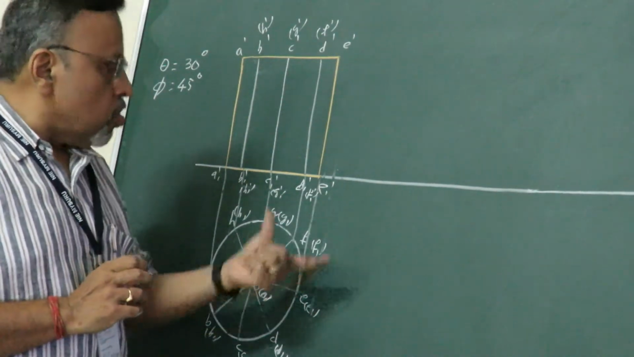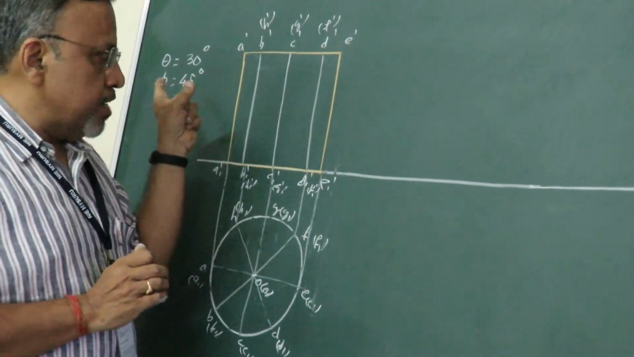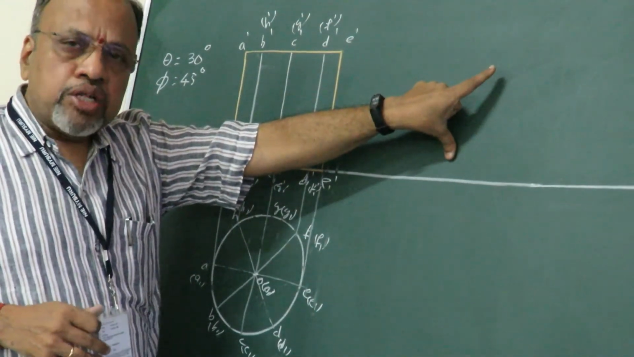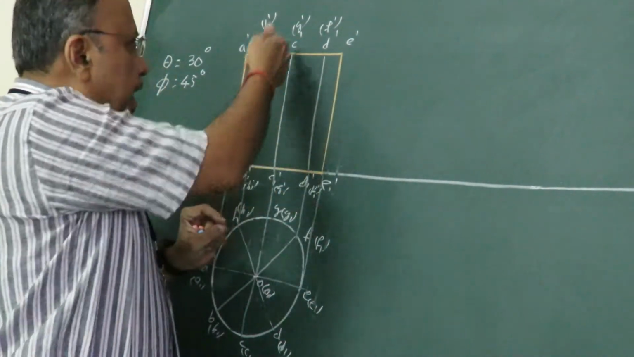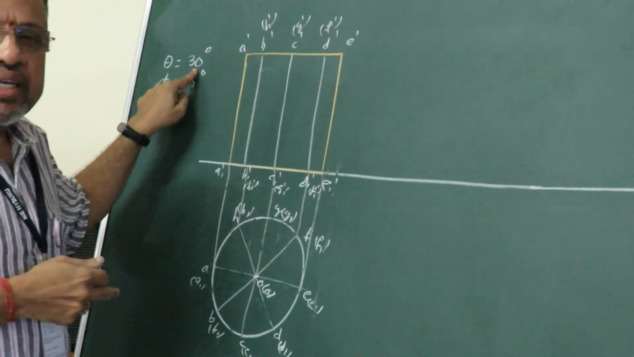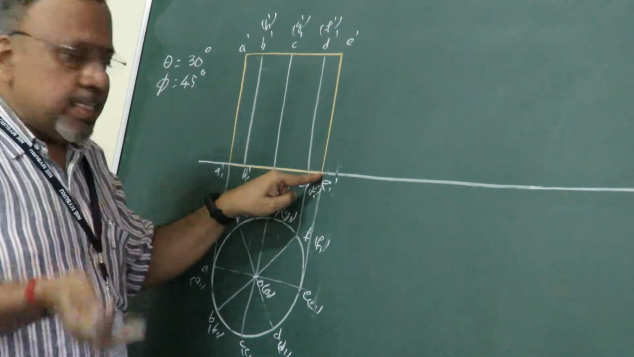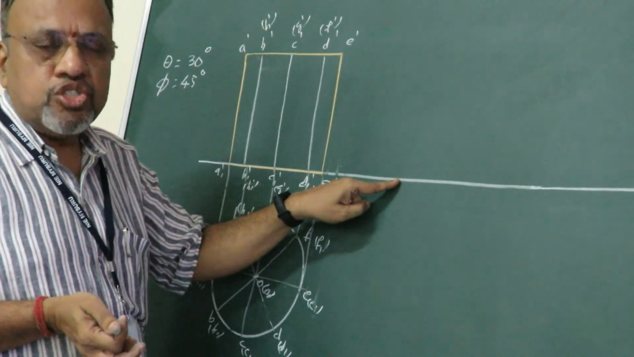Now I need to show the axis inclination with reference to HP. That is, I need to redraw the front view. How do you redraw the front view? I need to redraw the front view such that the axis should incline at 30 degrees. Not only that, one of the ends, that is a circumferential point, should be on HP. It should be on the XY line.